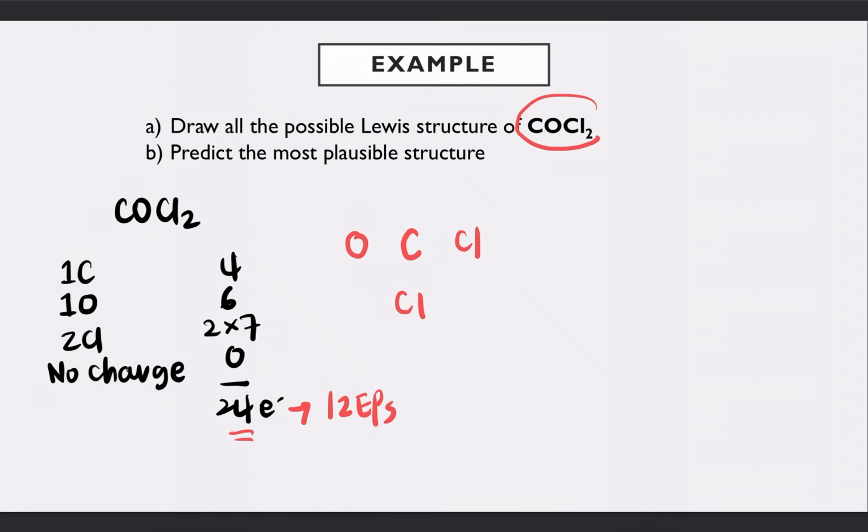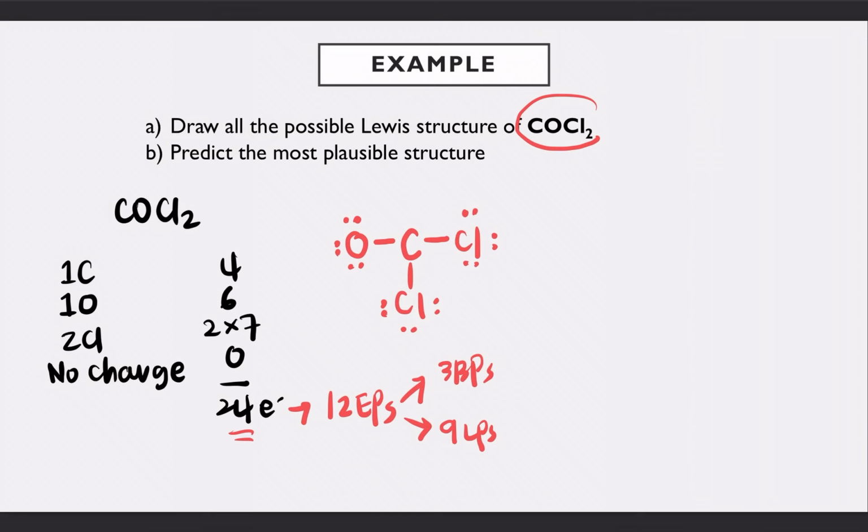Okay, and now I'm going to put my bonding pairs. 1, 2, 3. So I've used 3 bonding pairs. Okay, and then I'm left with 9 lone pairs. Now I'm going to put my lone pairs. 1, 2, 3, 4, 5, 6, 7, 8, 9. Okay, but if you look closely, right, your carbon has not reached octet yet. It's not octet yet.